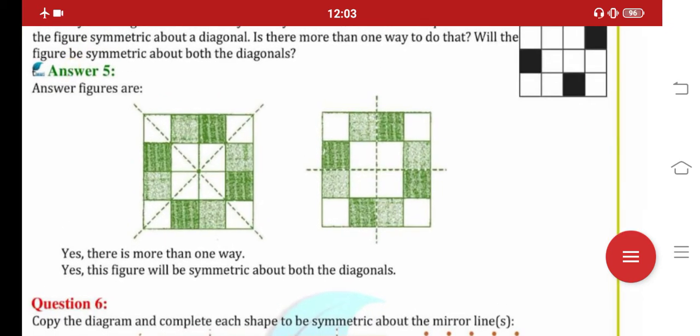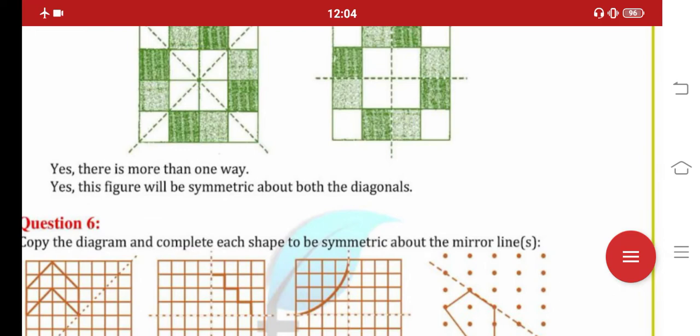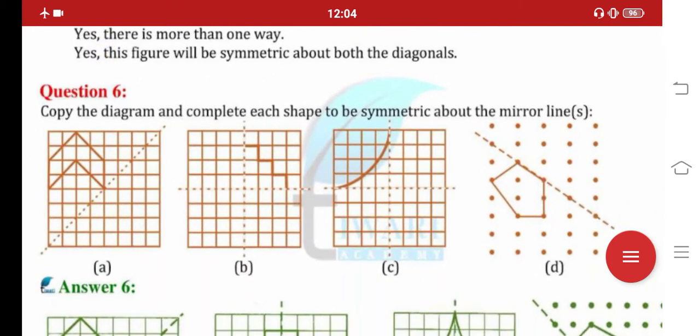Diagonals means if we join any one vertex to the opposite vertex. Vertex means corner. You can see these are the corners of the given figure. The first two are inclined or cross diagonals, and these are vertical and horizontal lines. If we divide it like this, we will get four lines of symmetry: two inclined or cross lines, and two horizontal and vertical lines. Here it is written, yes, there is more than one way, and this figure will be symmetric about both the diagonals. Now see question number 6.